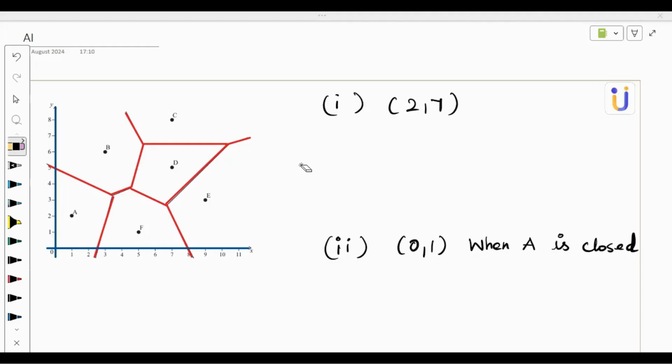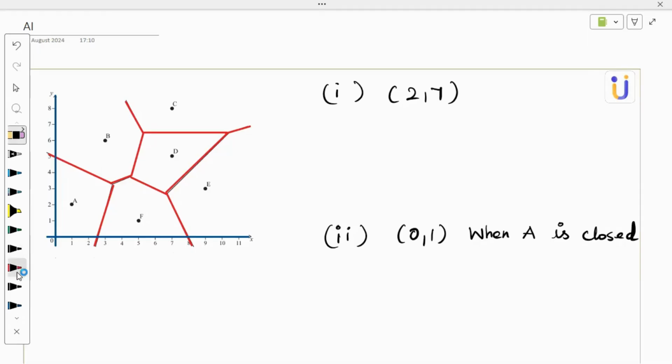First, Elena wants to eat at the closest restaurant to her. Write down the restaurant she should go to if she is at 2,7 and 0,1 when restaurant A is closed. So she is at 2,7. So which point is she actually at? X is 2 and Y is 7. Right over here. Which is the closest one? It's obvious, right? B. So that is B.